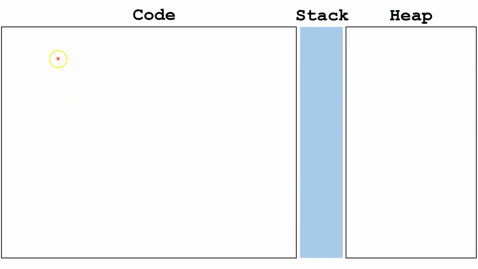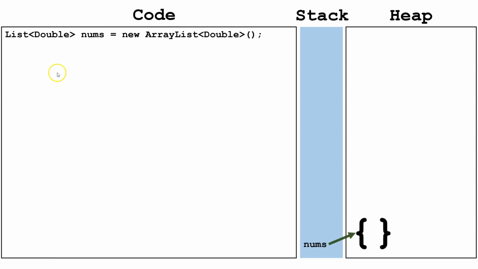Let's start by creating an ArrayList. We are creating an ArrayList that will hold the object type Double. Double with a capital D is a wrapper class to hold the primitive type double with a lowercase d. Here we see we created the variable nums on the stack, and it's pointing to an empty ArrayList on the heap. Next, we're going to look at the old-fashioned way to do this without autoboxing.